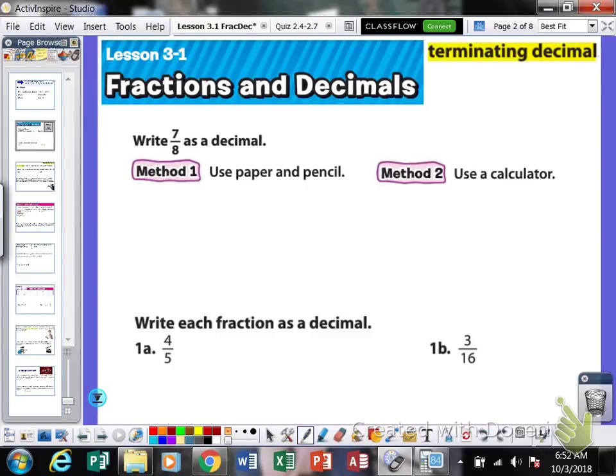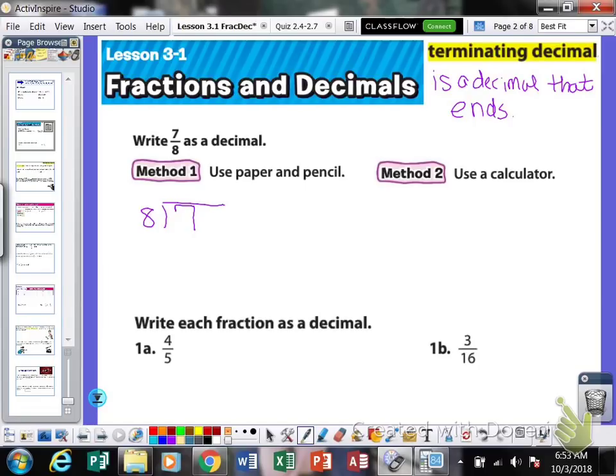So, a terminating decimal is a decimal that ends, meaning it stops. For example, write 7/8 as a decimal. Use pencil and paper. Remember, when we're taking 7/8, we're dividing 7 by 8. So 7 goes on the inside, 8 on the outside.